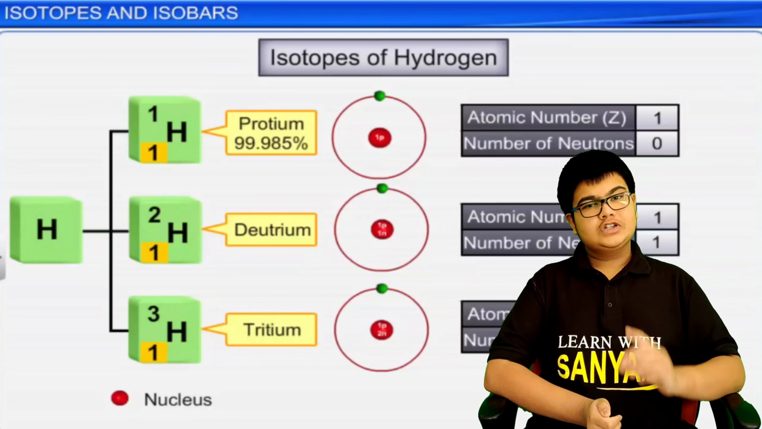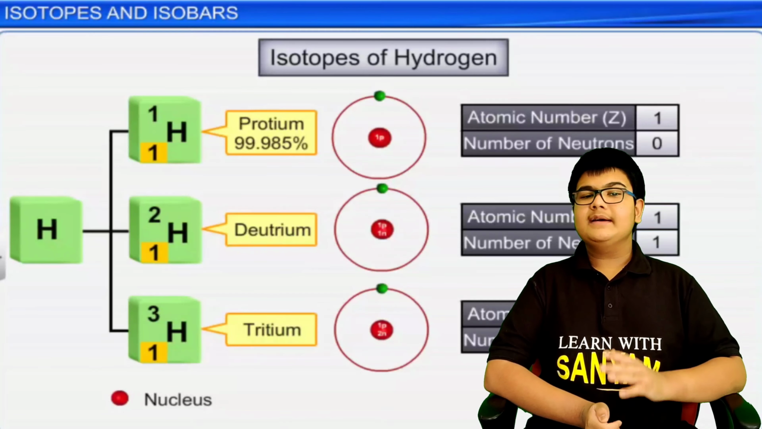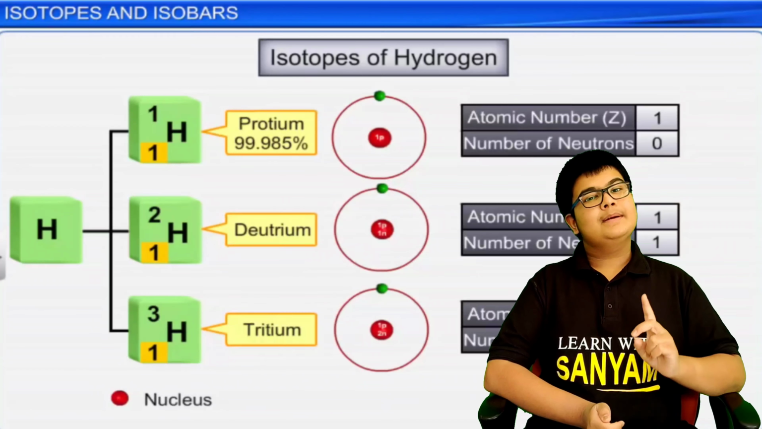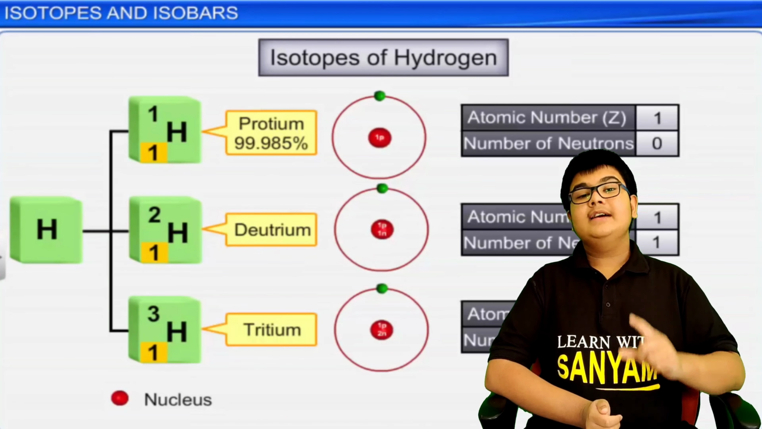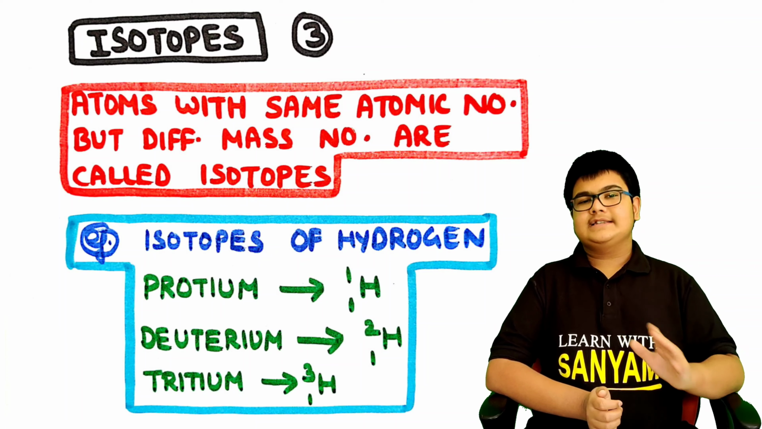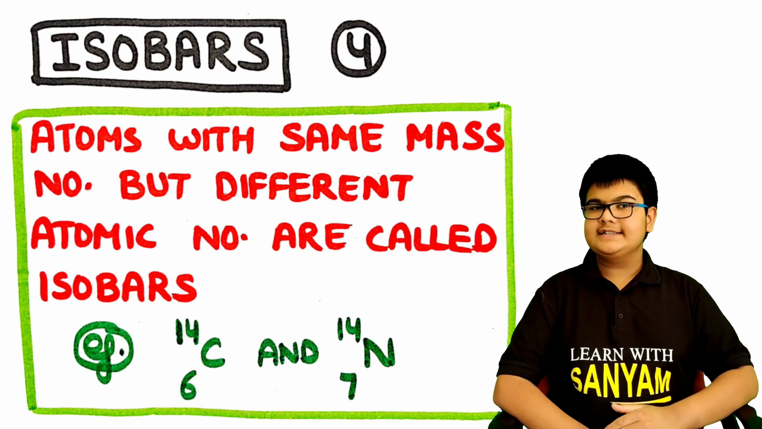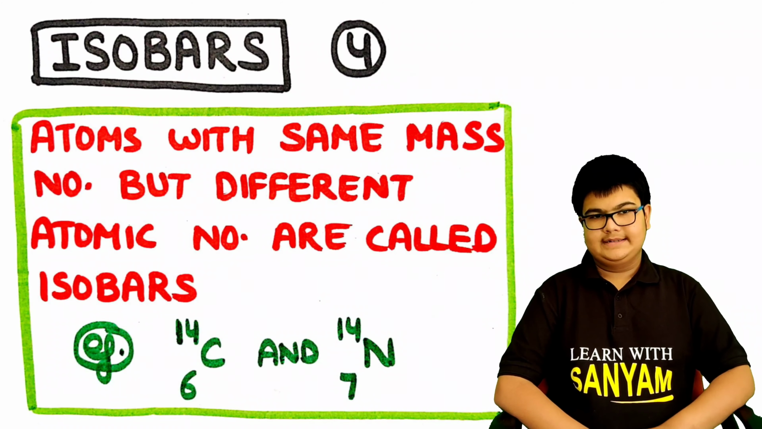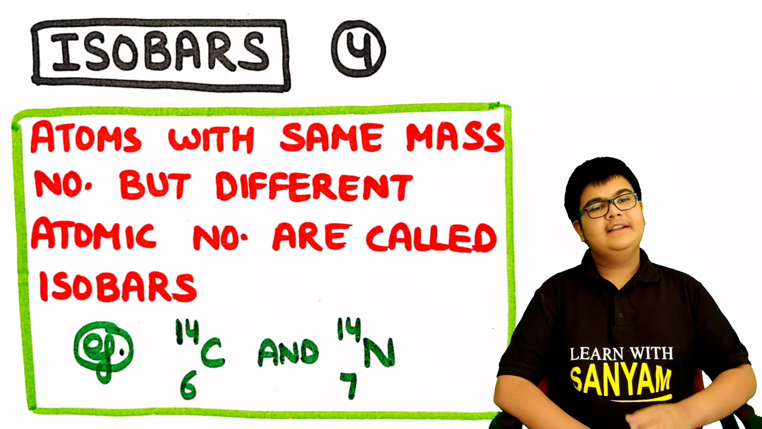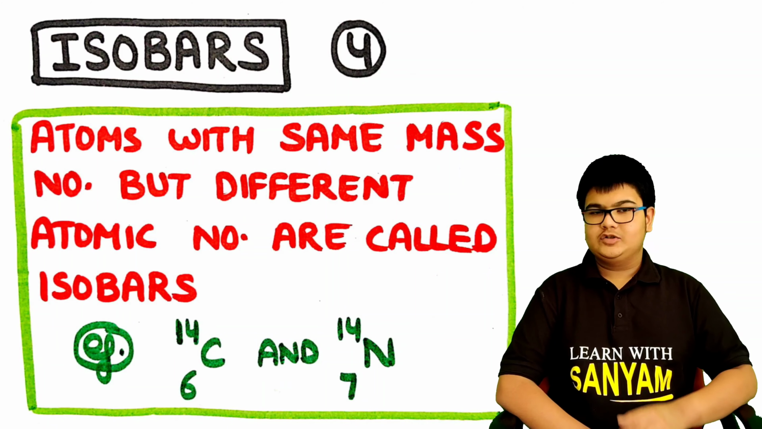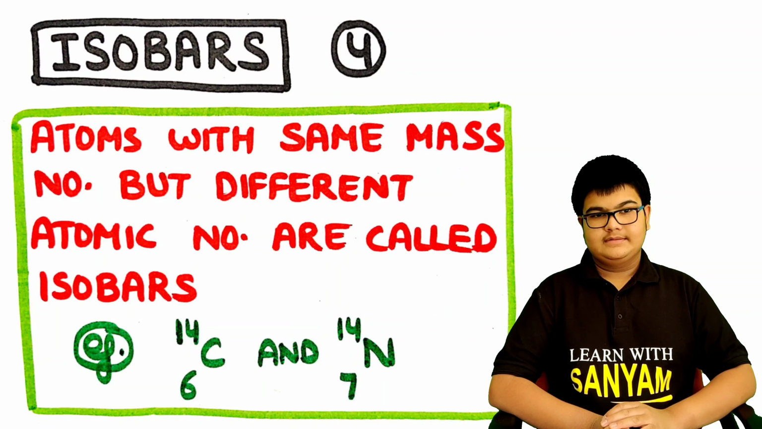Deuterium also has atomic number of 1 but it has mass number of 2. Tritium has atomic number of 1 but mass number of 3. So in this you can see that all of them have the same atomic number but different mass number. Thus they are isotopes. Now let's understand the concept of isobars. The atoms with the same mass number but different atomic number are called isobars. So isobars are just the opposite of isotopes.